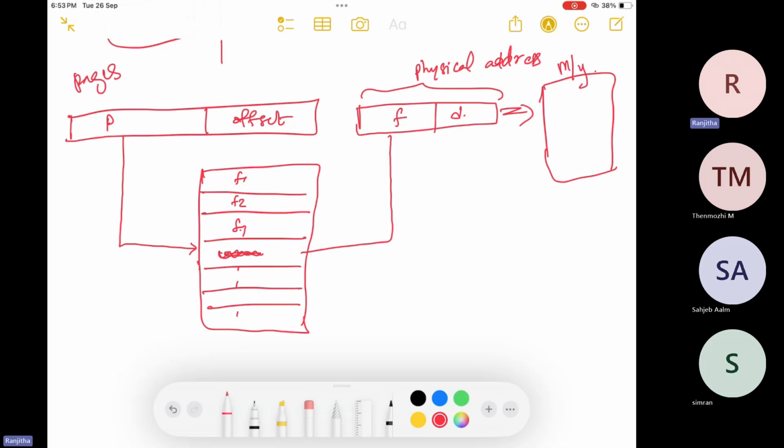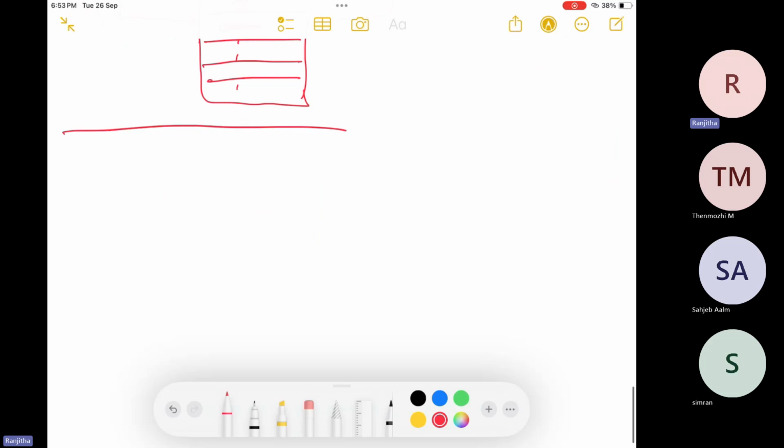So the page table contains the mapping of the page to frame. These are frames, and in this frame, this will be the offset. So this frame plus offset will give the physical address. Now let us take some examples and see some example questions.